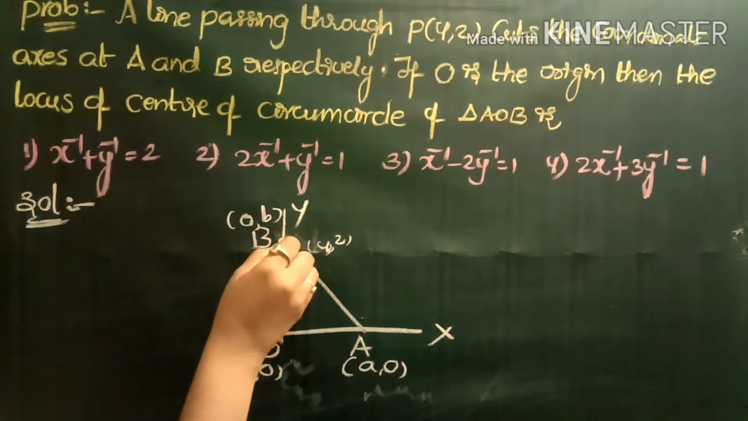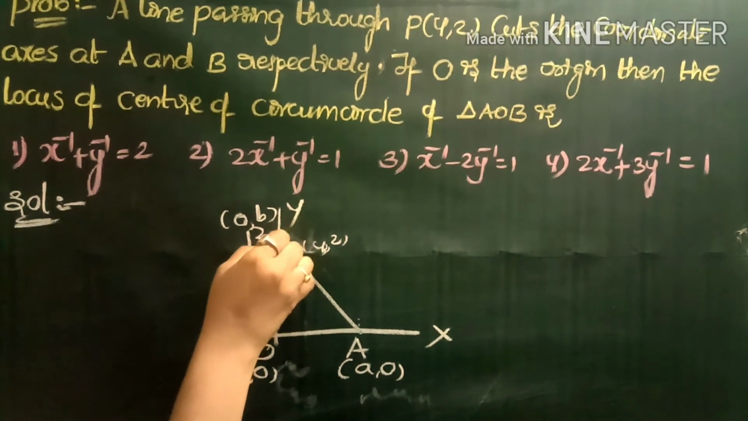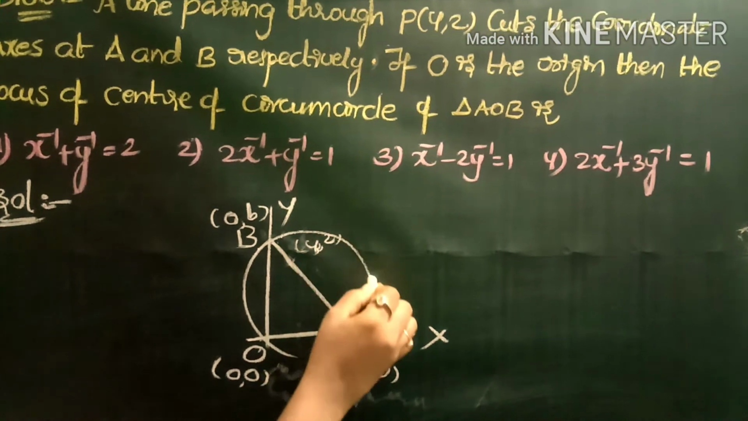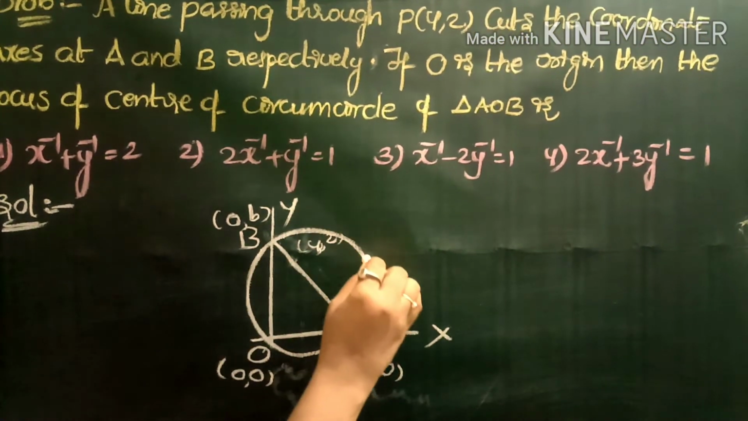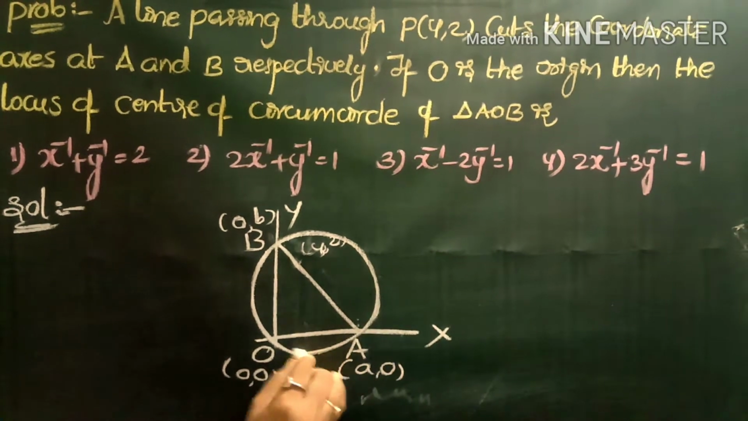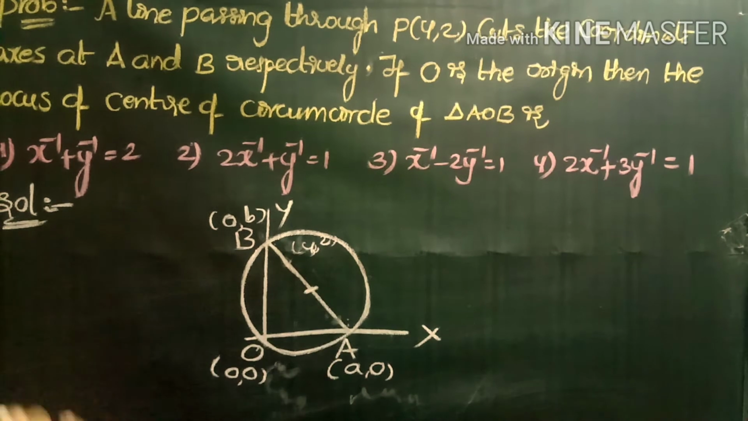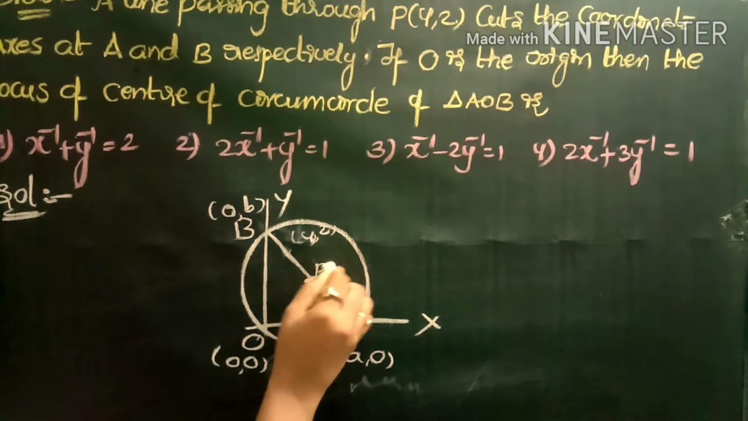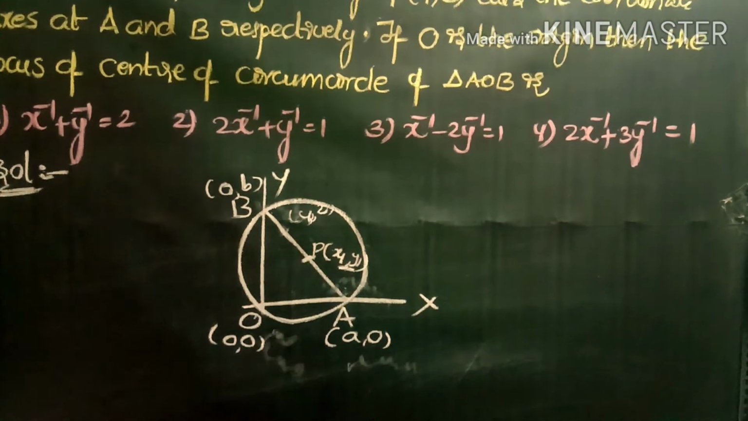So first we draw the circumcircle of triangle OAB. Now this is the triangle OAB, and we take the circumcircle of the triangle OAB. This is the circumcircle of the triangle OAB. Now what is the locus of the center of the circumcircle? This is the center of the circumcircle. Suppose we take the center as P(x1, y1). P(x1, y1) is the center of the circumcircle.